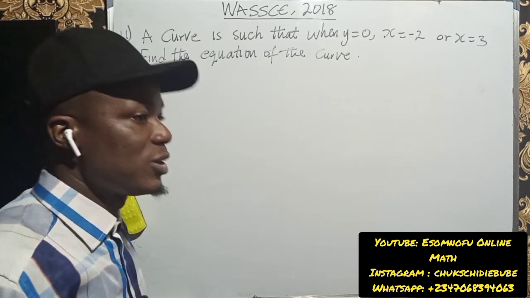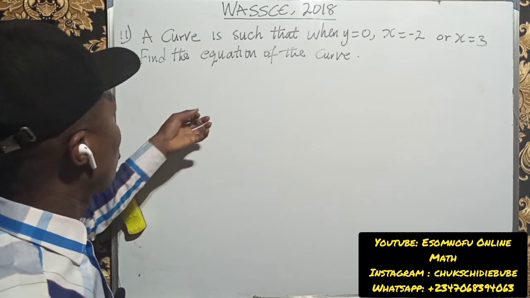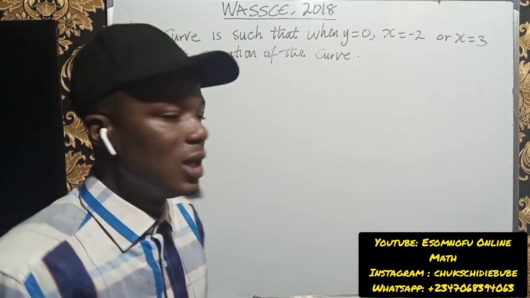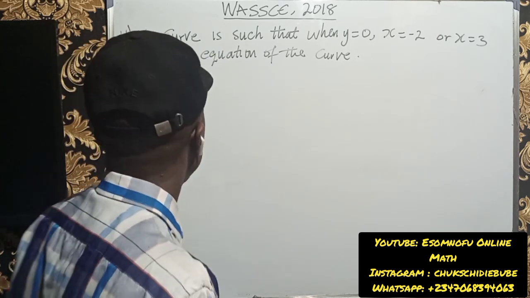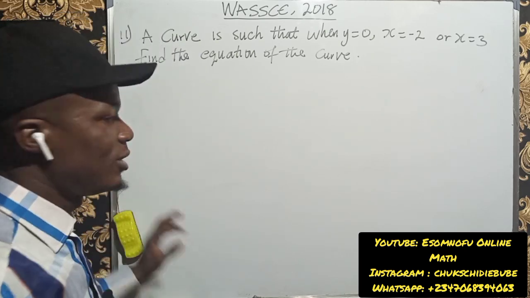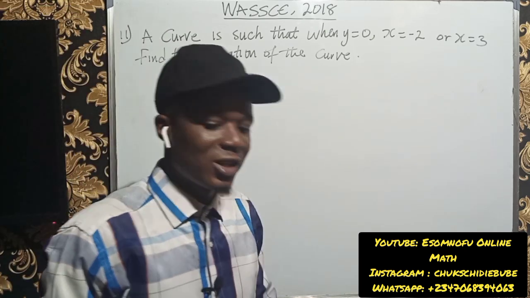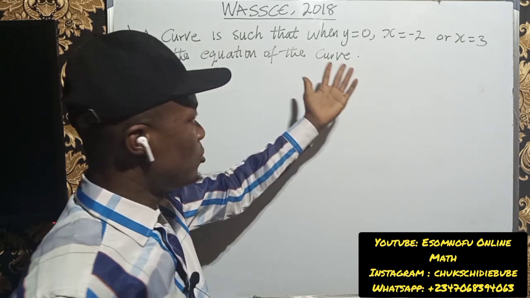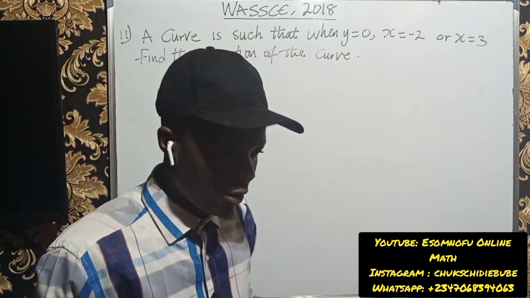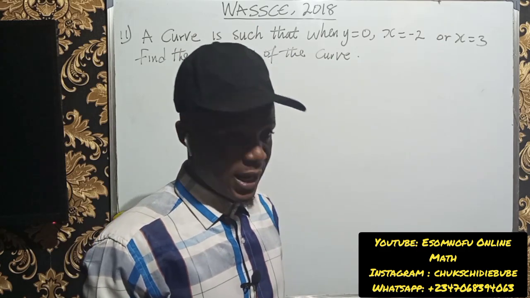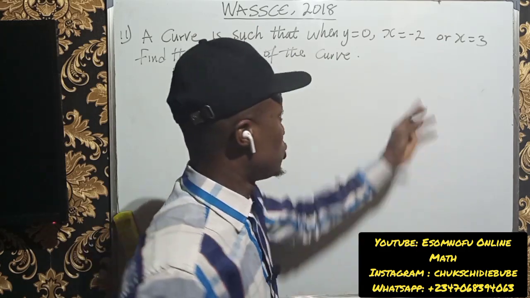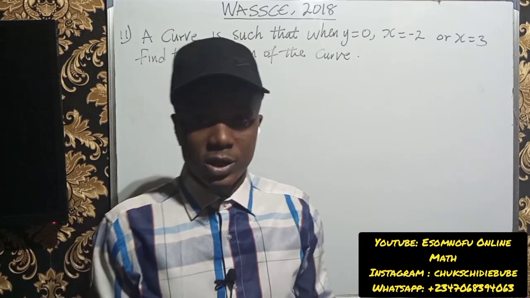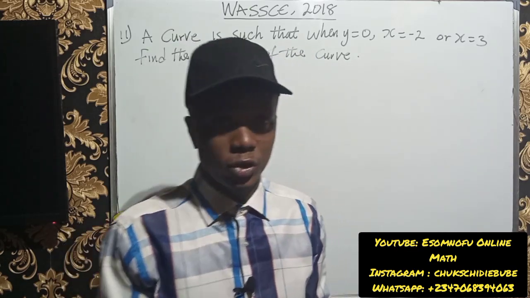Okay, so let us summarize with this question. It said that a curve is such that when y is equal to 0, x is minus 2 and x is also equal to 3, we should find the equation of the curve. They are indirectly asking us to construct a quadratic equation with the given roots, because when the solutions of any equation are 2, it means it is a quadratic equation, because every quadratic equation must have 2 solutions.